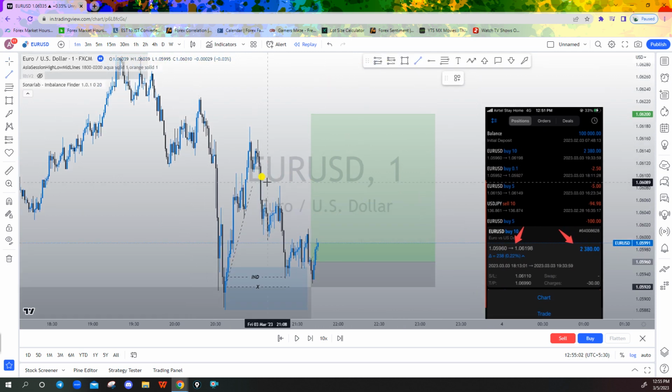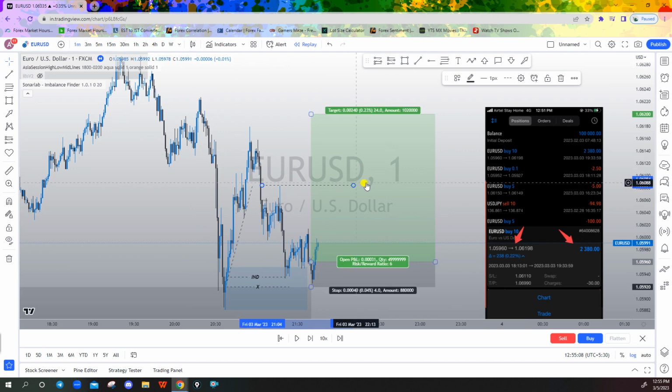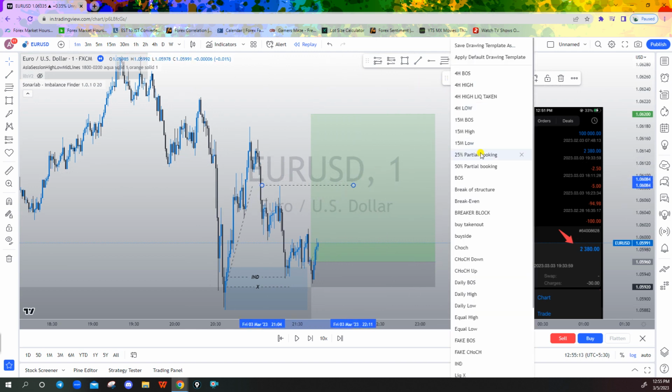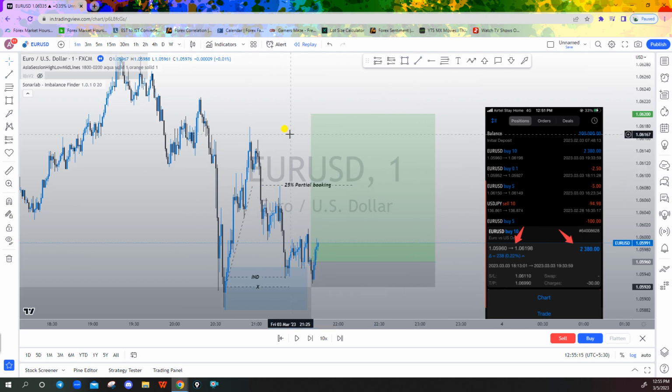First thing, I was waiting for a reaction. If there is any reaction, I thought maybe I would book my profit. This was my first level, where I was planning to take 25% partials, but I didn't take any partials at that point.